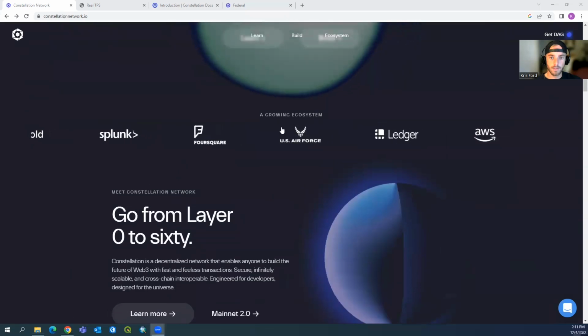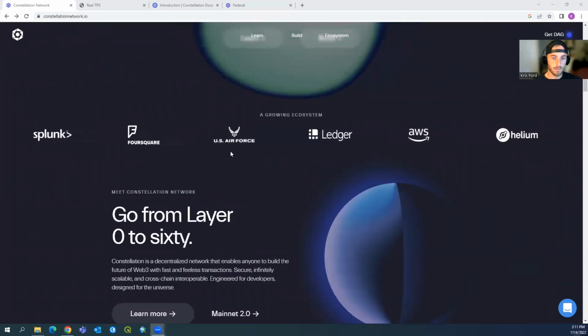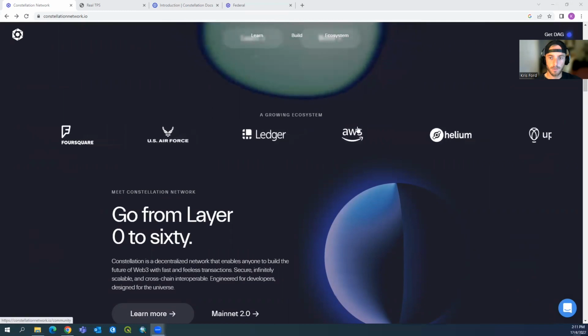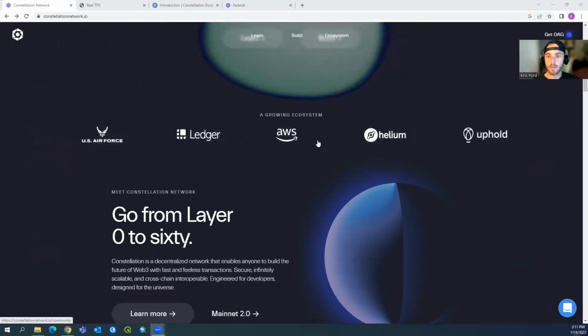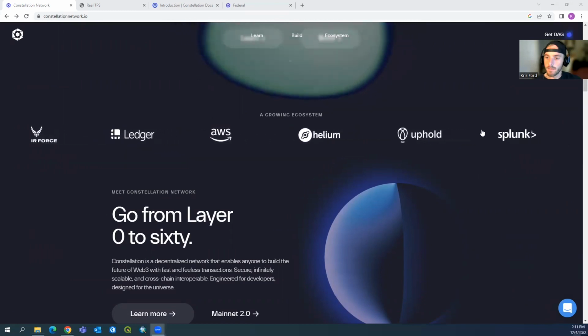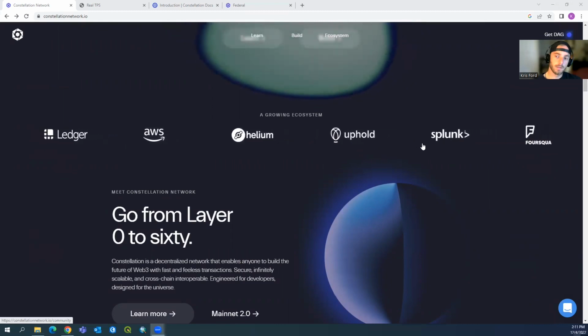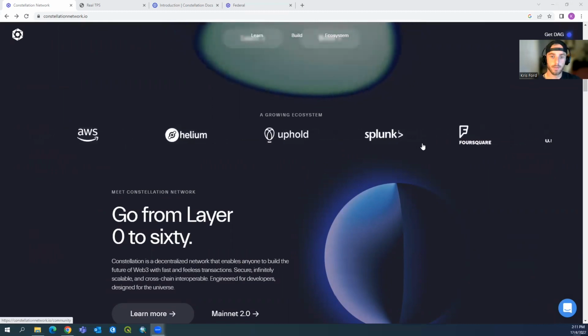Starting off, you can see the ecosystem. You see U.S. Air Force. We're going to go over that a little bit. Ledger, Amazon Web Services, Helium, not a big fan of them. And then Splunk, Uphold, a lot of different really cool software companies.